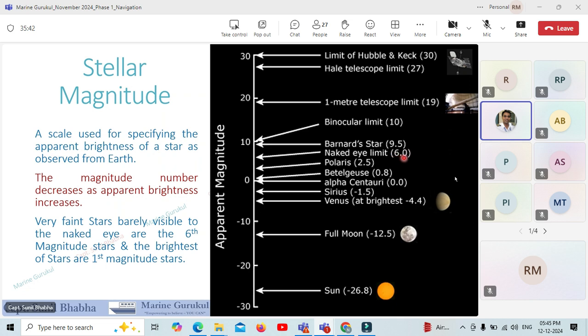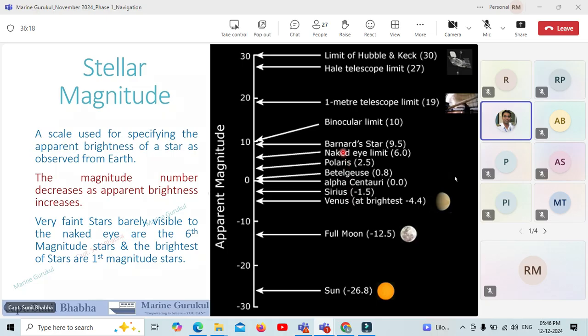These stars with magnitude 6.0, very, very faint stars, barely visible to the naked eye, are also called sixth magnitude stars. The brightest of the stars which we have, like Betelgeuse, Alpha Centauri, Sirius, are called first magnitude stars. So faint stars barely visible to the naked eye are sixth magnitude stars, and the brightest of the stars come under the first magnitude stars.